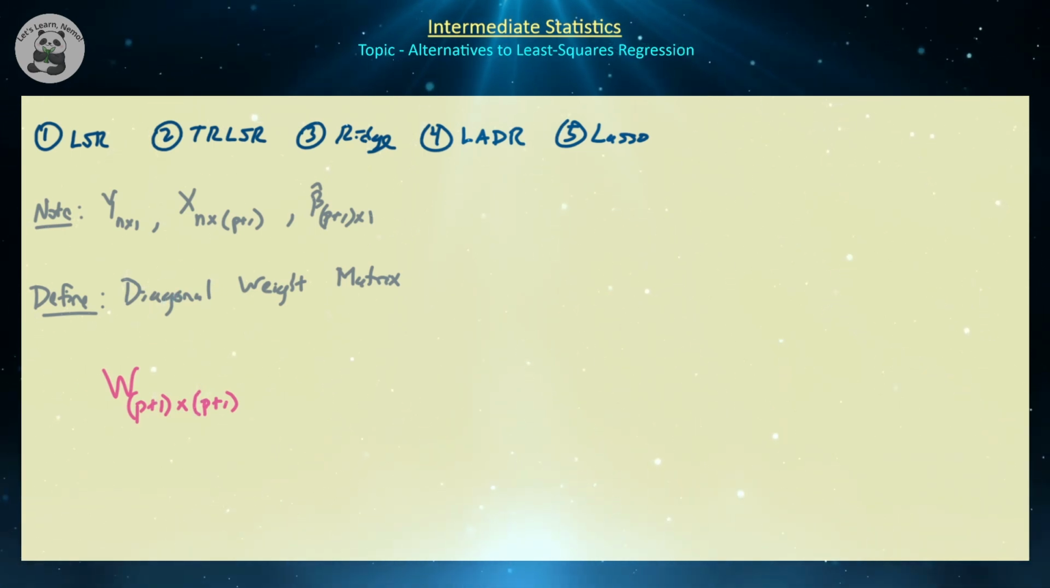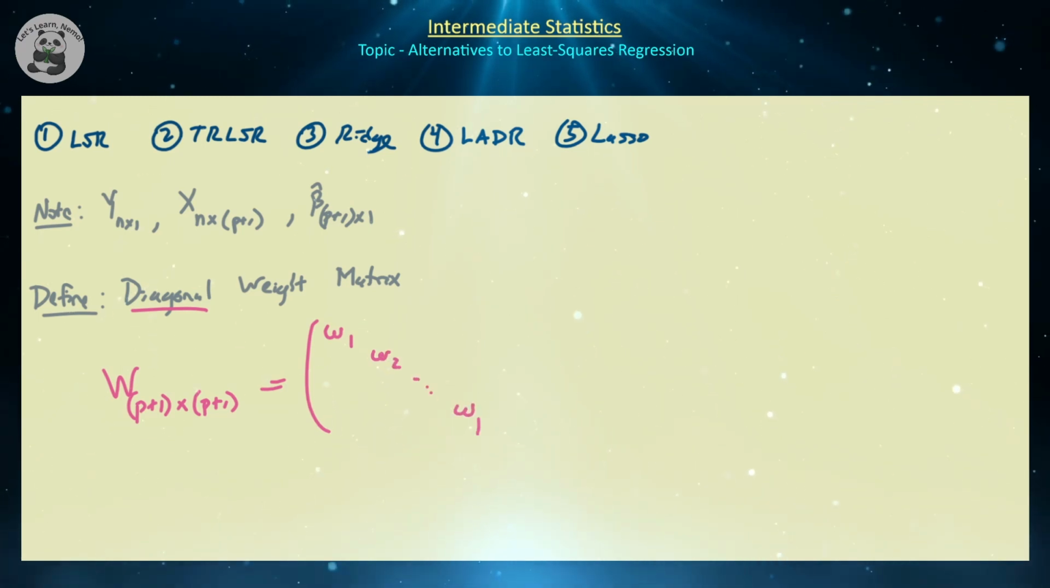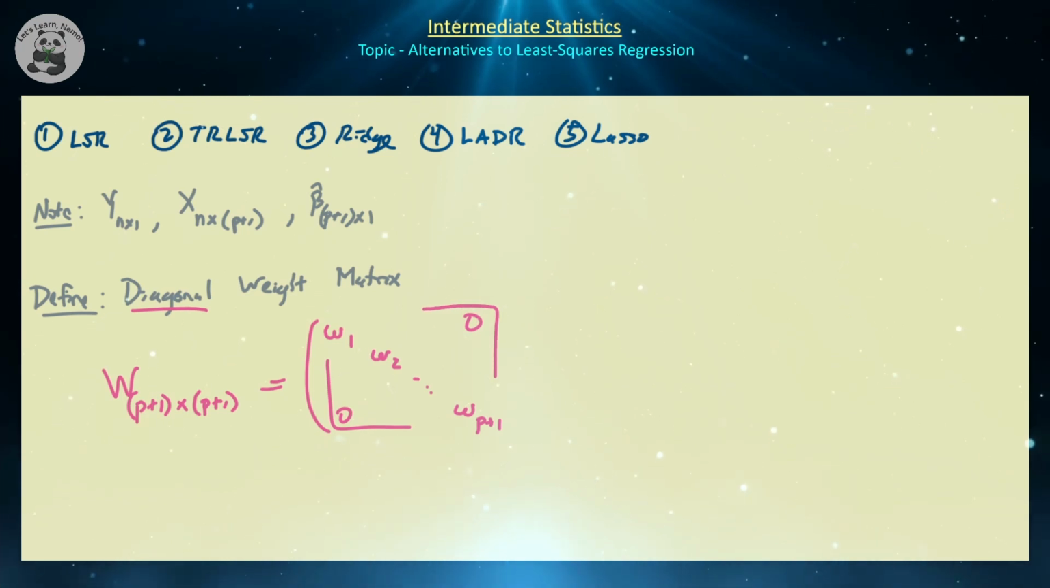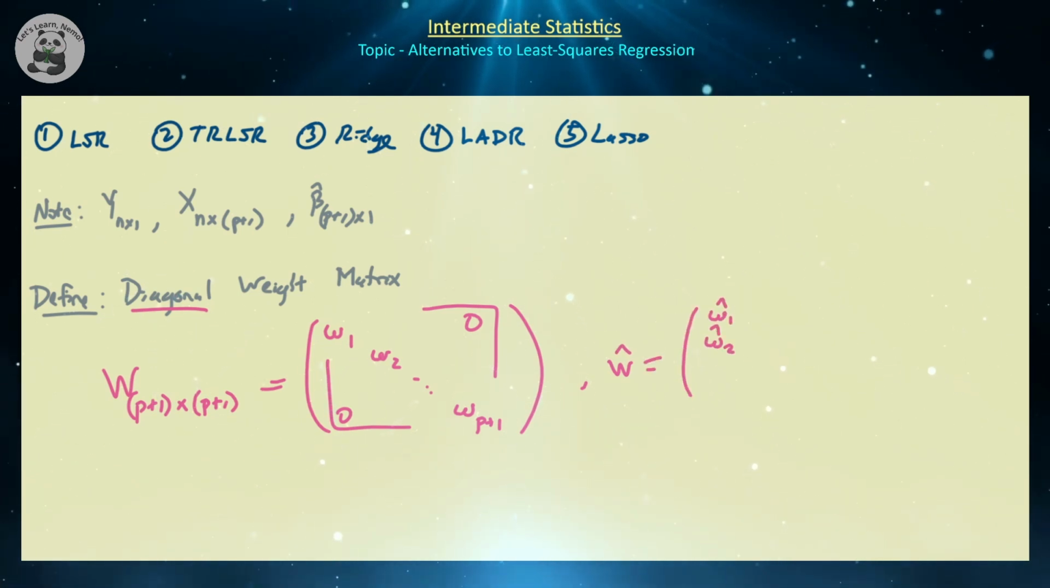So W is a p plus 1 by p plus 1 matrix, and it's going to be obviously a diagonal matrix, and it's going to have these elements W1, W2, all the way down to W, obviously, p plus 1, and 0 elsewhere in this matrix. Right? And we're going to define the vector W hat to be equal to W hat 1, W hat 2, all the way down to W hat p plus 1. So if you have 10 beta hats, you're going to have 10 W hats.